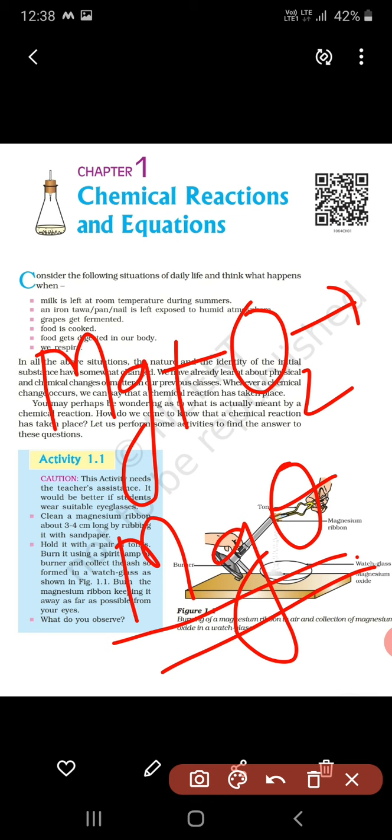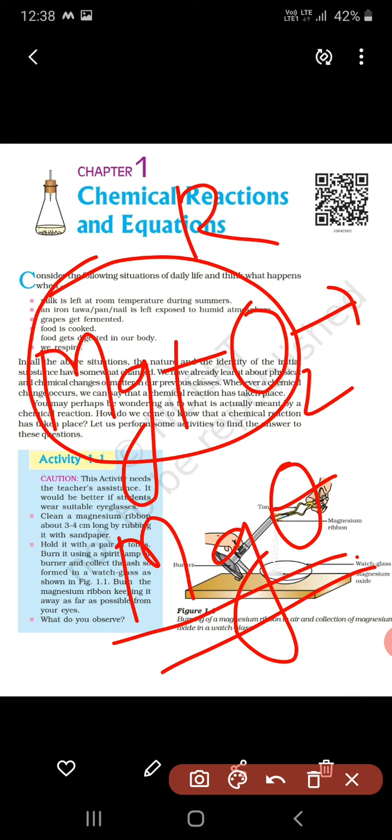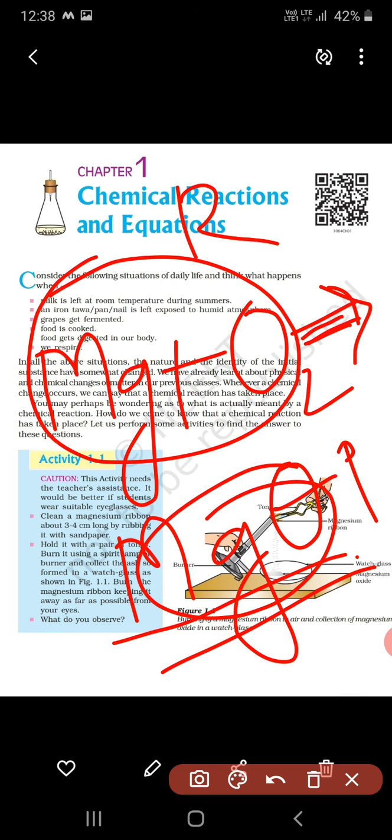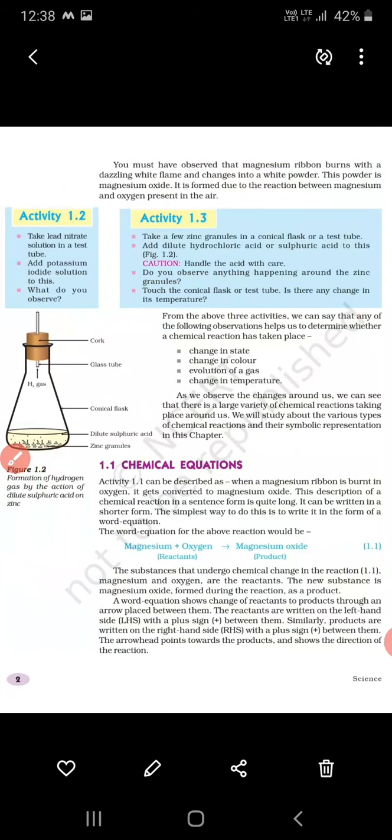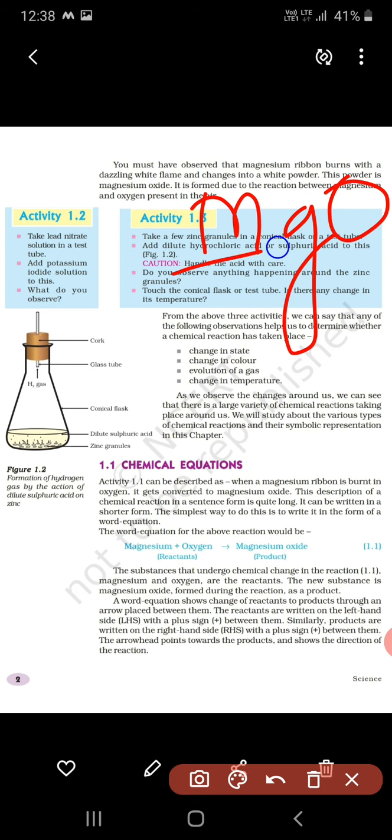Magnesium is the reactant and magnesium oxide is the product. The reactant is written on the left hand side and the product on the right hand side, and this arrow sign is the equation sign. This magnesium oxide, the product we got, is white in color. You must have observed the magnesium ribbon burning with a dazzling white flame and changing into white powder, which is nothing but magnesium oxide.